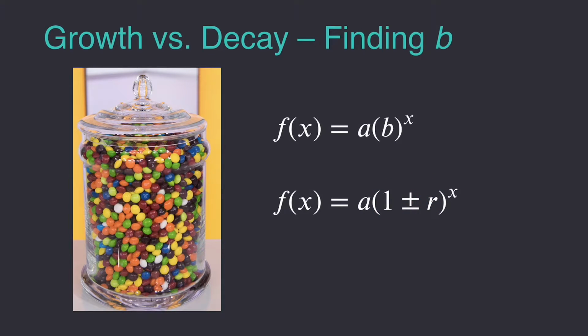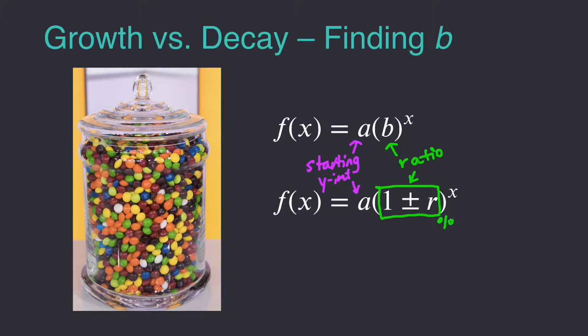So remember from before, our first video, a is our starting amount, or the y-intercept, and b is our growth or decay ratio. It's our constant ratio, and we can find that by doing 1 plus for growth or minus for decay, r. And r is always going to be that percentage, okay?